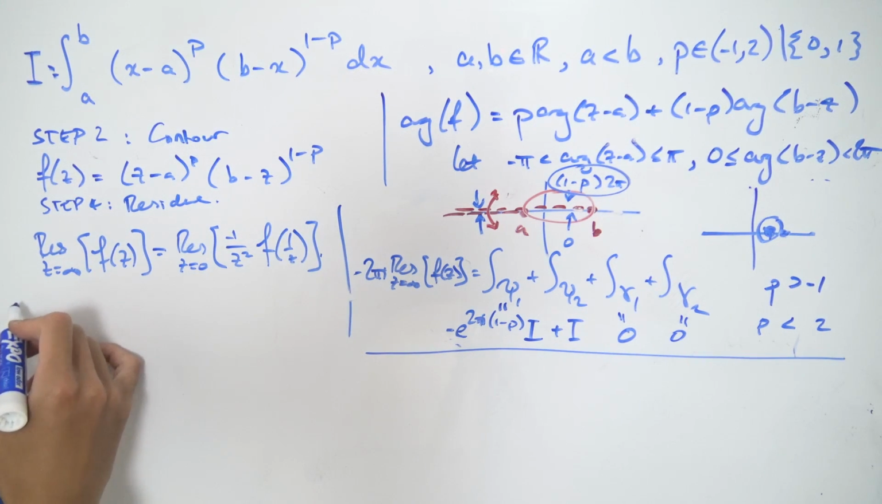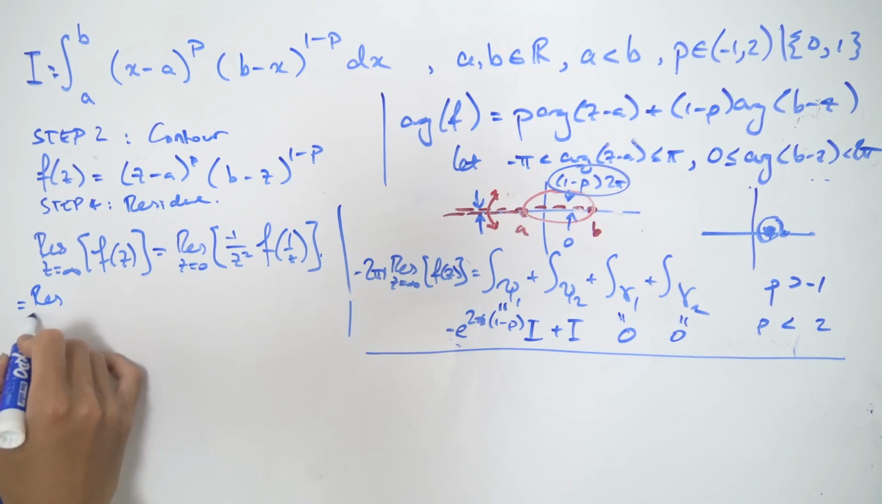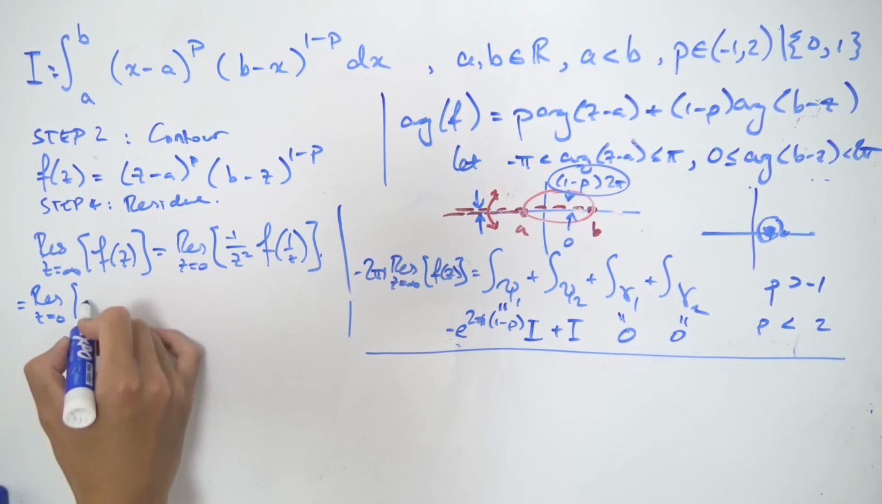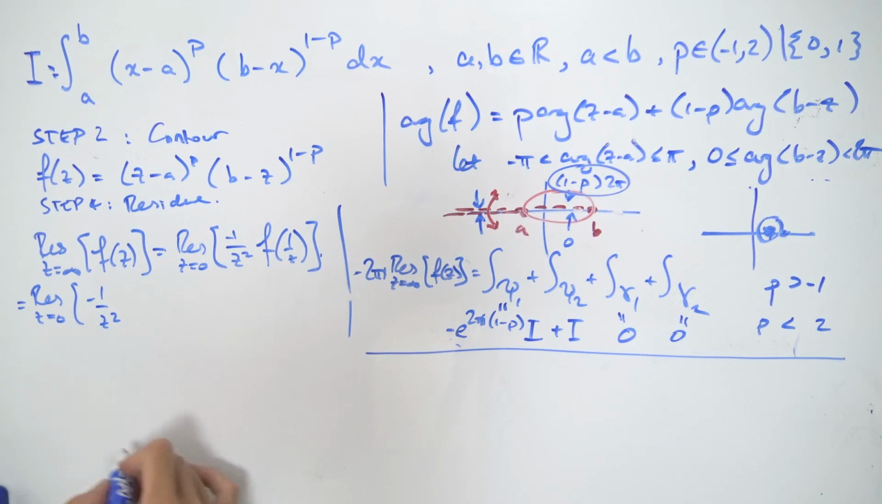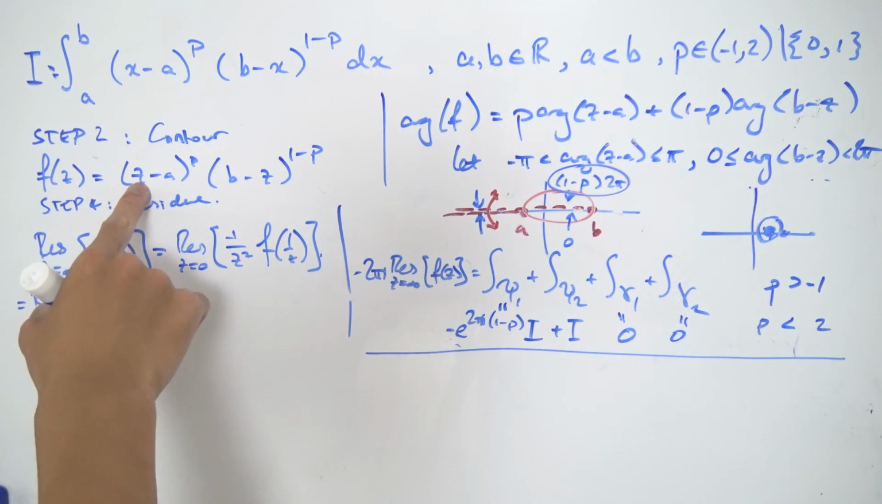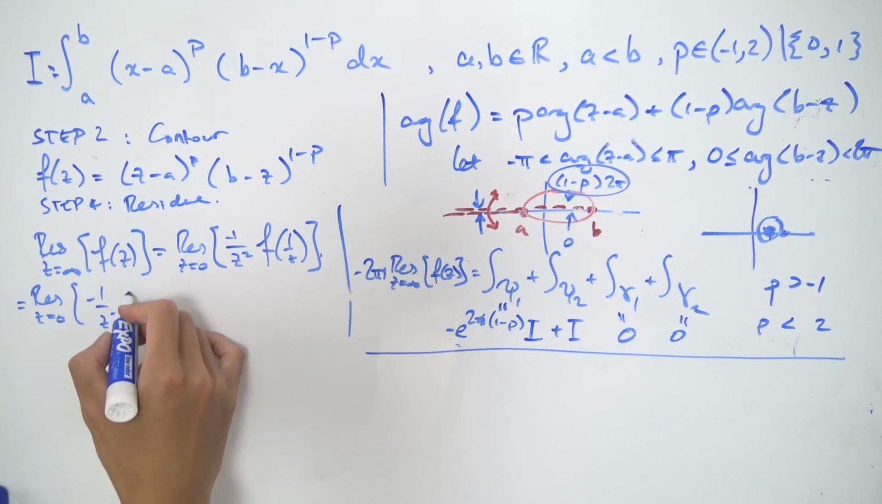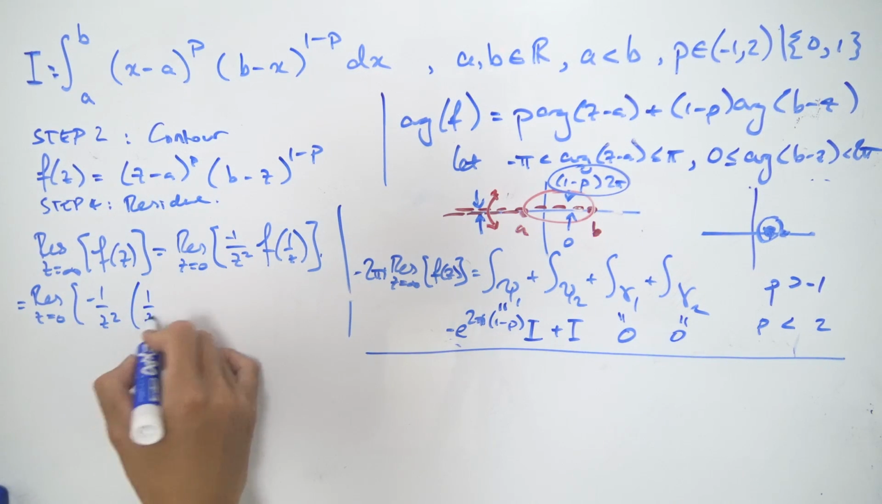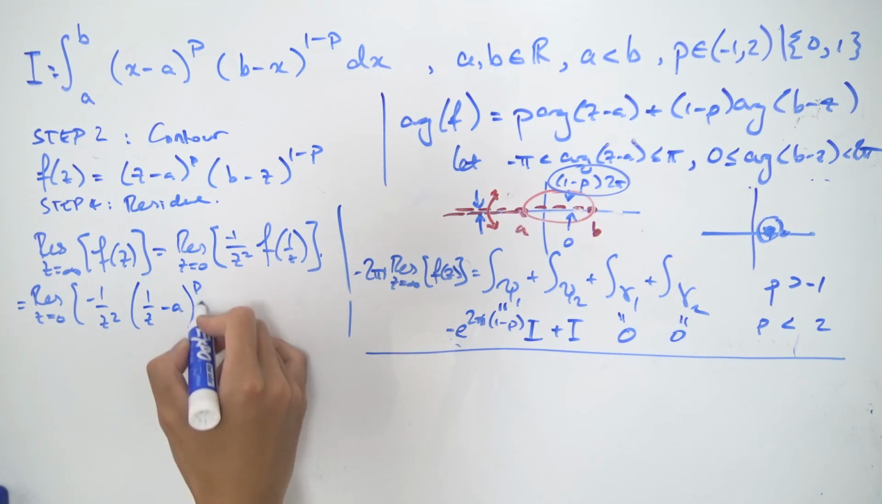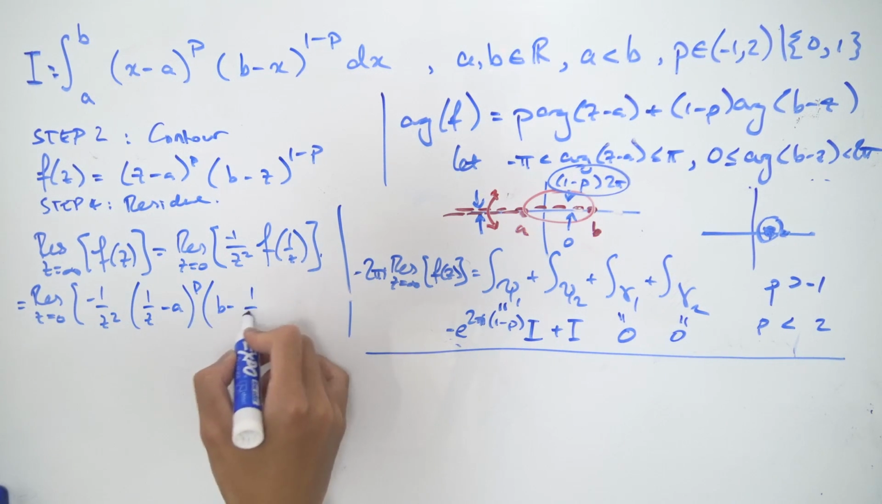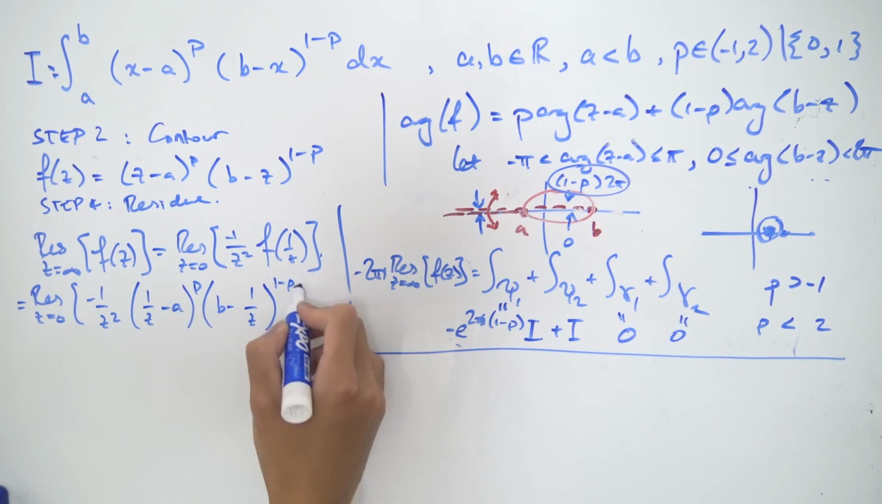Okay, so now let's just plug the definition of f of z into this formula. So now we are going to get the residue at z being equal to 0 of minus 1 over z squared times f of 1 over z. Well, we just plug 1 over z into all these z's over here, and we're going to have 1 over z minus a to the p, and then b minus 1 over z to the 1 minus p, like so.